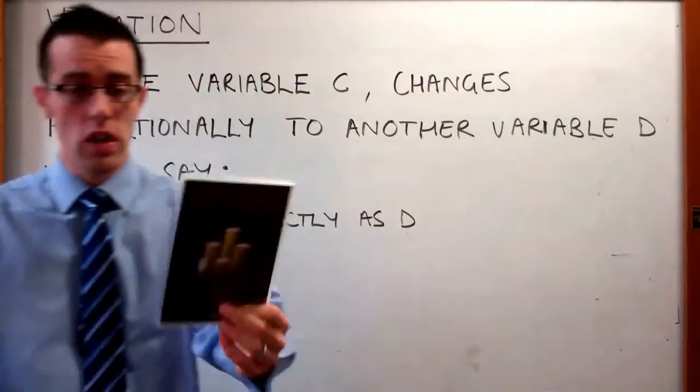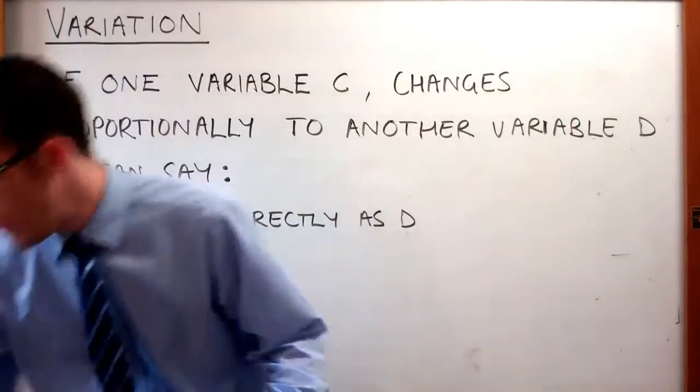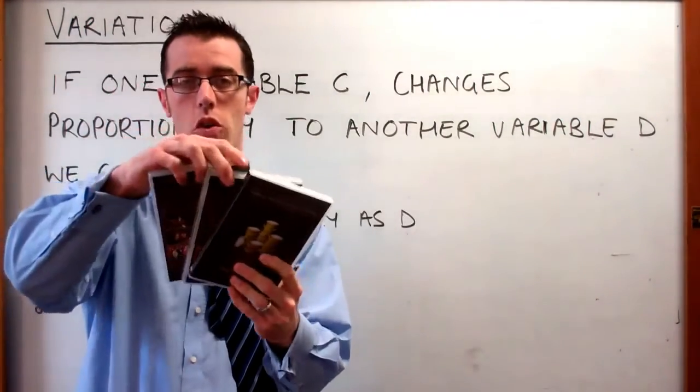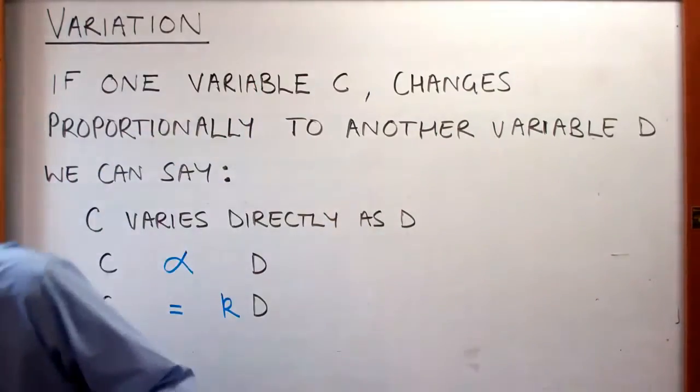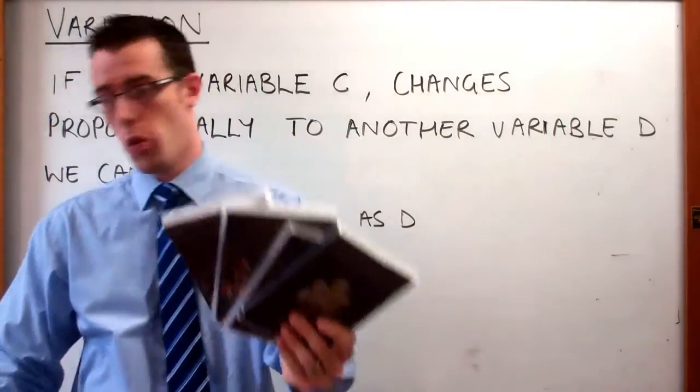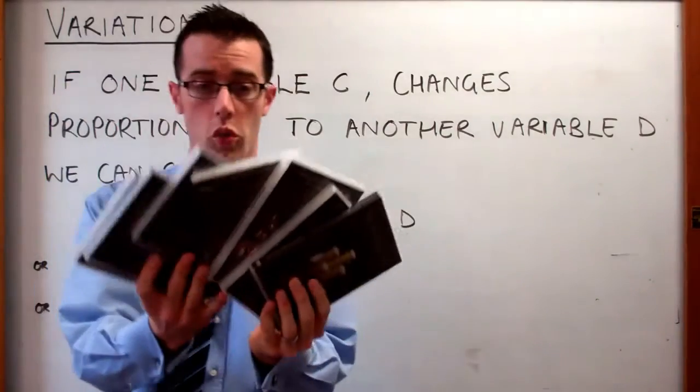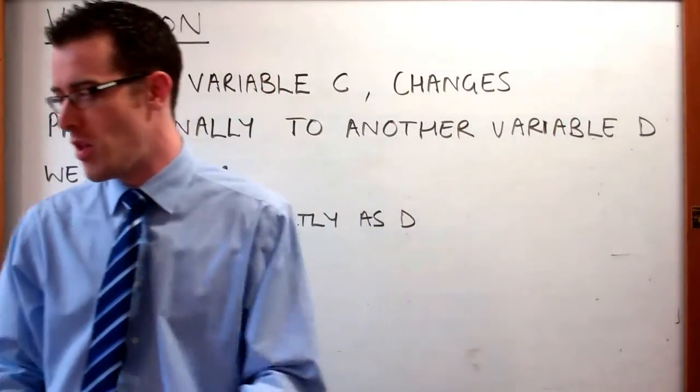If I buy two DVDs, it's going to cost me double that. If I buy three DVDs, it's going to cost me triple that amount. And if I buy four DVDs, it's going to cost me quadruple that amount, and so on and so on and so on until I have millions of DVDs potentially.